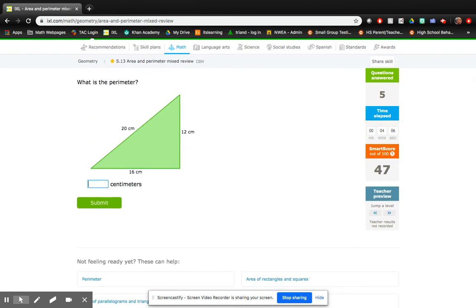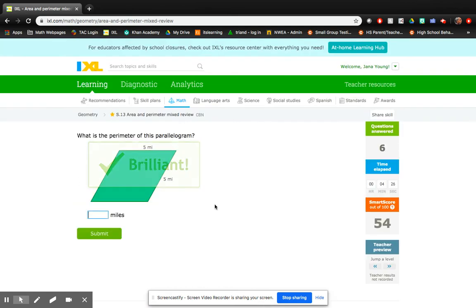Perimeter of a triangle, okay, perimeter, always just add up all the outsides. So 20 plus 12 is 32, and then 16 more would be 48. 36. Yeah, okay. Sorry, sometimes I like to add it twice just to confirm.